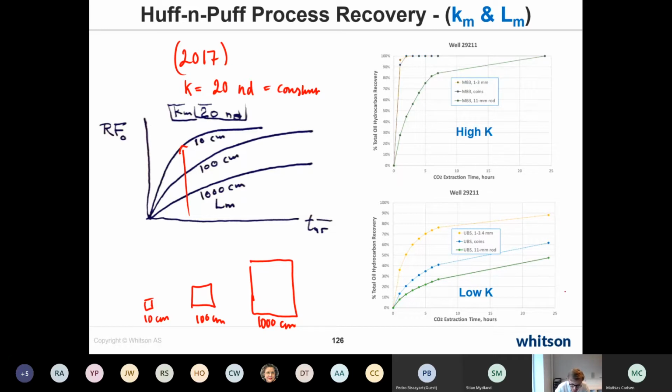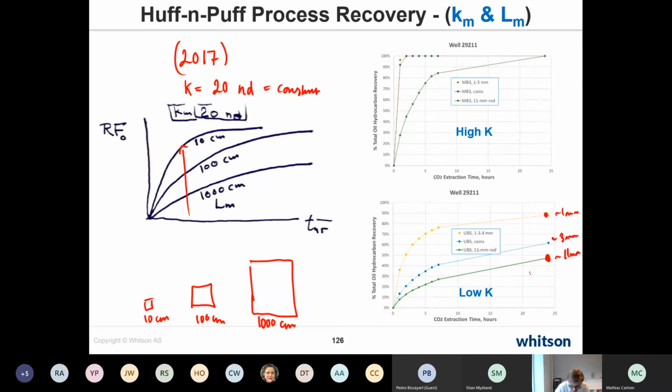Then ERC provided results again last year for, this was CO2, but it doesn't matter really what gas you use, where this is the smallest dimension. The minimum dimension in this case was around 1 millimeter. In this case, it was around 3 millimeters, and in this case, it was 11 millimeters, the diffusion path.